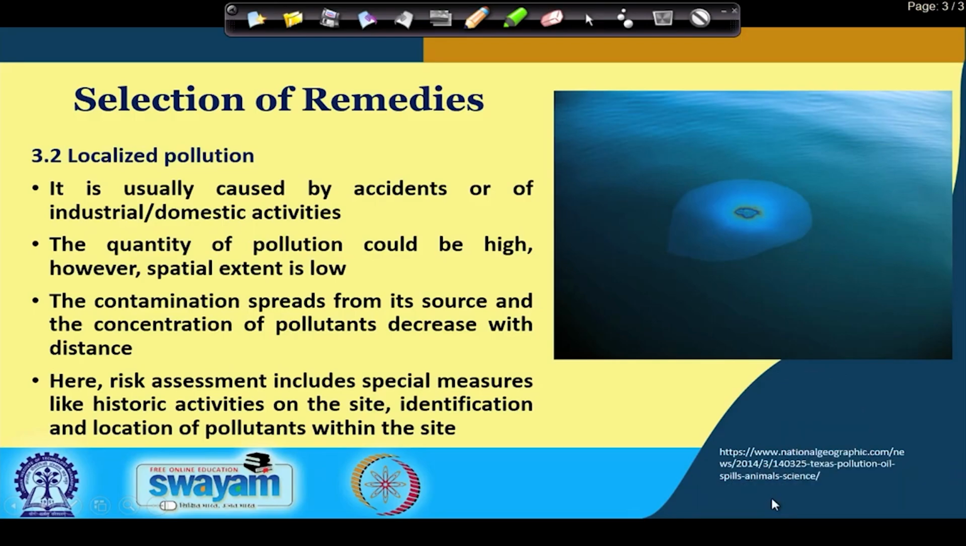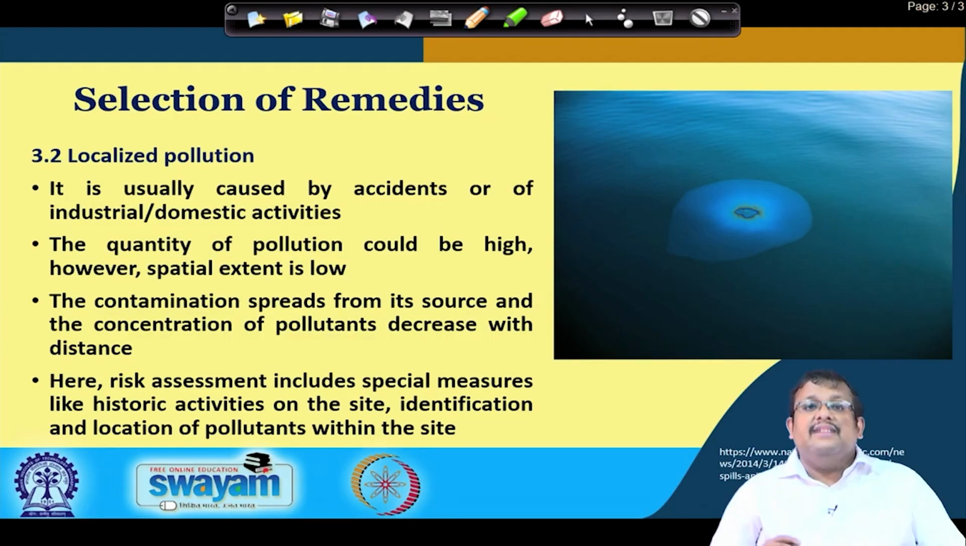Now, we have covered the diffuse pollution. Now, let us cover the localized pollution. As you can see in this picture, this is an example of localized pollution. It is usually caused by accidents or by industrial or domestic activities. The quantity of pollutants could be high, however, the spatial extent is very low. So, that is why it is called localized pollution. It hasn't spread enough.